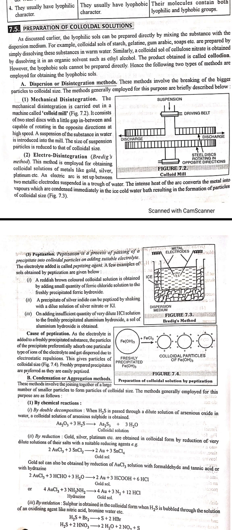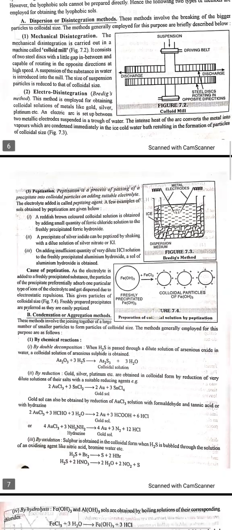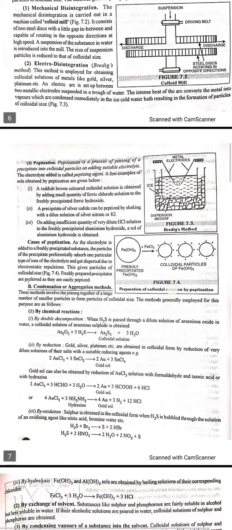Freshly prepared precipitates are preferred as they are easily peptized. Now, second one is condensation or aggregation methods. These methods involve the joining together of a large number of smaller particles to form particles of colloidal size. The methods generally employed for this purpose are as follows.